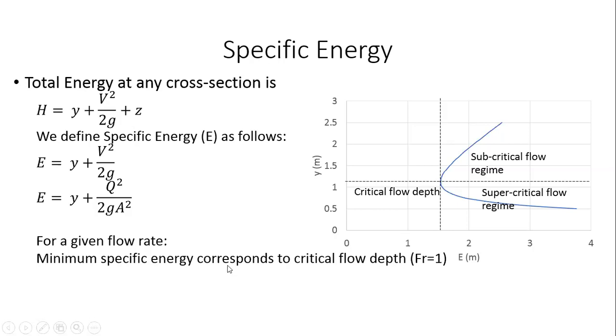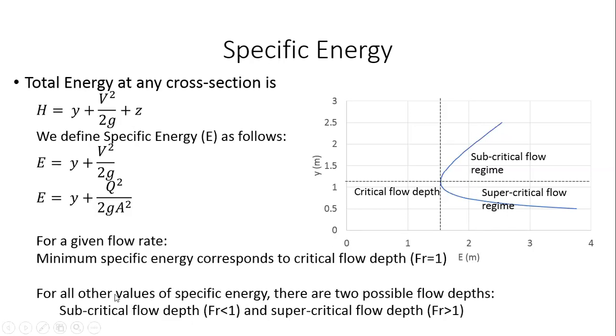So this is very interesting. This minimum specific energy happens at a single value of flow depth, and that depth is called the critical flow depth. For any other specific energy, if I take any other specific energy and draw a straight line here, it will intersect the curve at 2 points. For all other values of specific energy, there are 2 possible flow depths. Only at this minimum does this straight line intersect this curve at 1 point. At any other point, it will intersect the curve at 2 points.